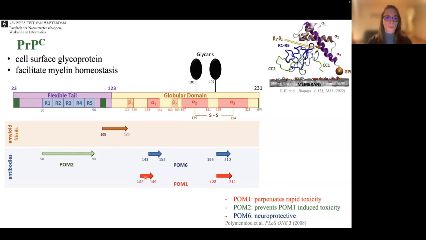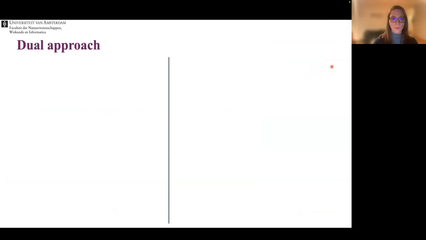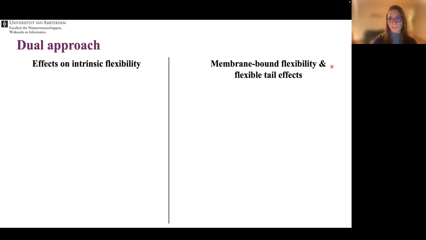So our quest was towards understanding how antibody binding affects PrPC, the prion protein, both structurally and dynamically. And since this is a membrane-attached protein, we wanted to understand what the interaction mechanisms with the membrane are, both in absence and in presence of the two antibodies, and whether we can identify some specific differences. For this, we went for a dual approach. We first looked at the effects on the intrinsic flexibility of the prion protein, and then we looked at the membrane-bound flexibility and the effects of the flexible tail.